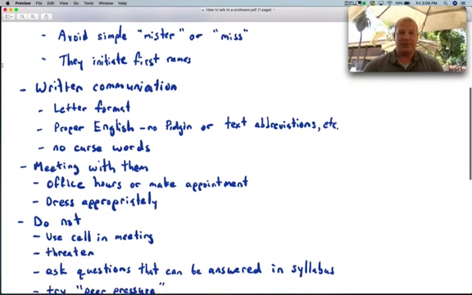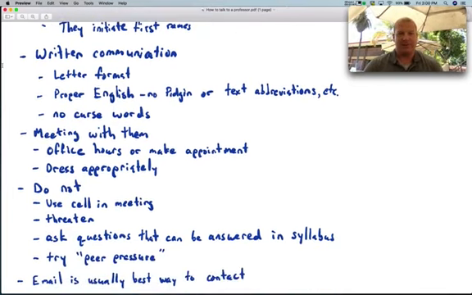If you want to meet with them individually, the best time to meet with your faculty member is during office hours. So if you cannot make it during office hours, make an appointment. Faculty typically have other things to do. Also, when you meet with your instructor, dress appropriately. So this is still a formal setting. It's best to have appropriate clothing on.